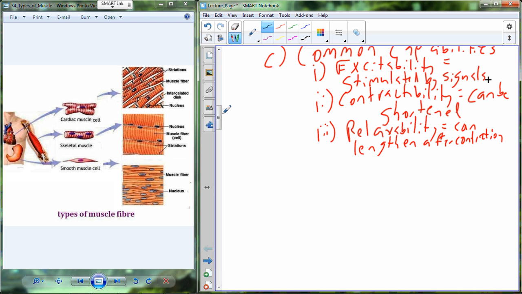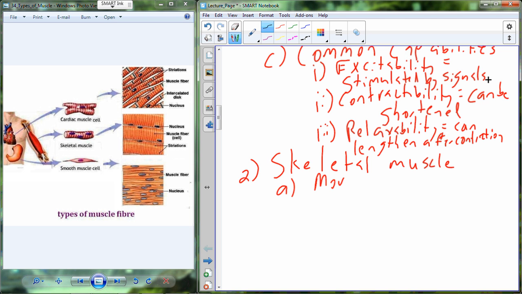After contraction, we can lengthen. Okay, so we're basically going to leave cardiac and smooth muscle behind at this point, and we're going to begin to focus primarily on skeletal muscle.